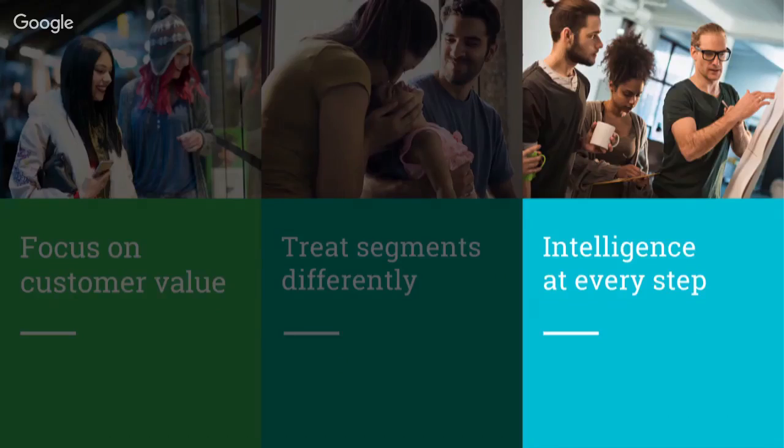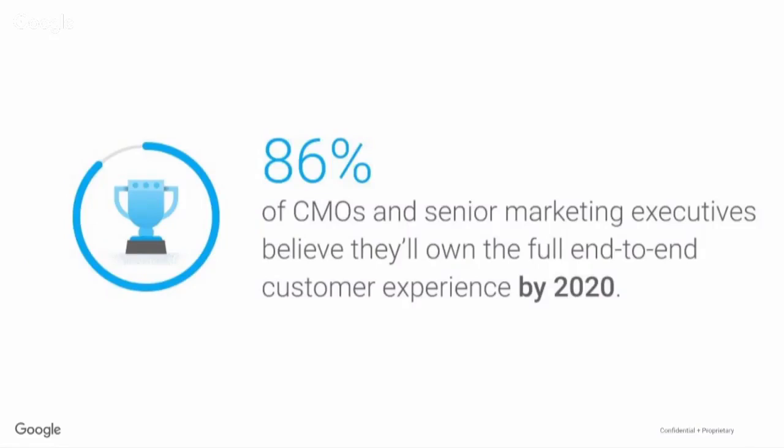So the final concept here is this idea of intelligence at every step. And I wanted to share a stat from a research study we did with Bain. Bain surveyed several thousand marketers across all categories worldwide, and they found that 86% of marketers, and CMOs, said that by 2020, they expect to own the entire customer journey for their company. And that means everything from user acquisition to, if you're an app marketer, the entire customer experience. And so this is really important, I think.